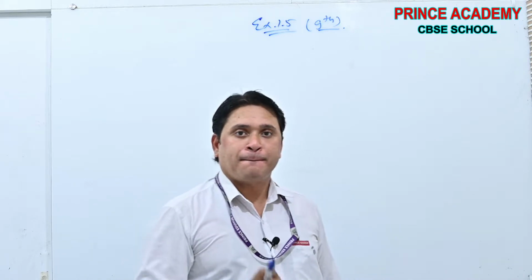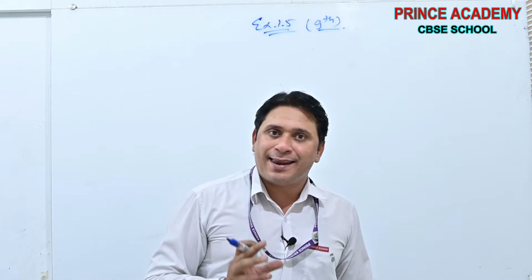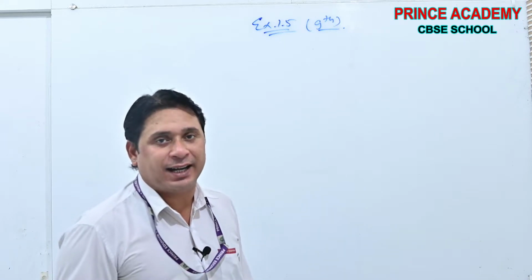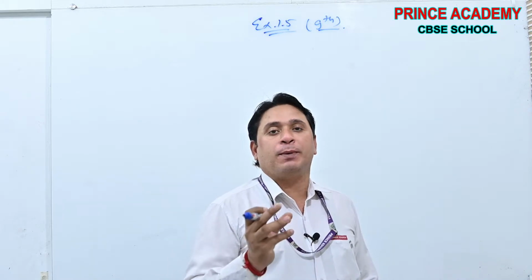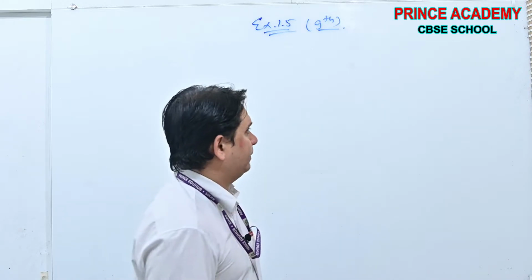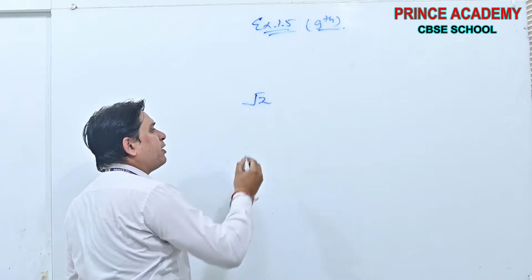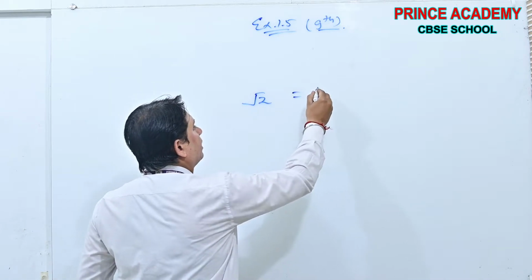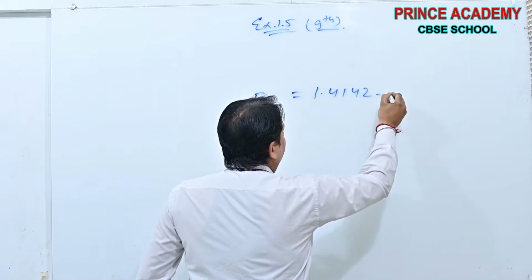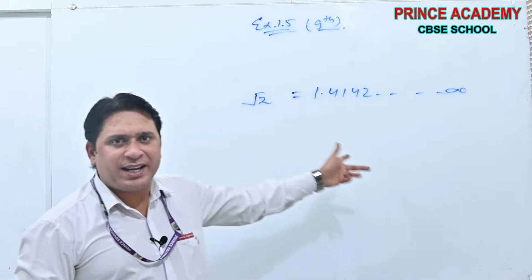Let me give you an example. We are starting with an example that will make you understand which kinds of numbers may or may not be irrational or rational. Suppose, what is root 2? If we find the value of root 2, we will find 1.4142 and so on, up to infinity. Non-repeating, non-terminating. That's why it is irrational.